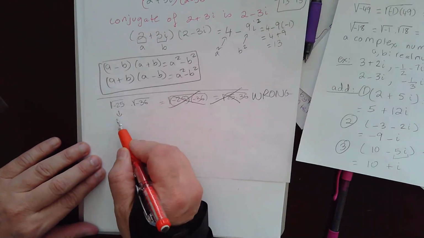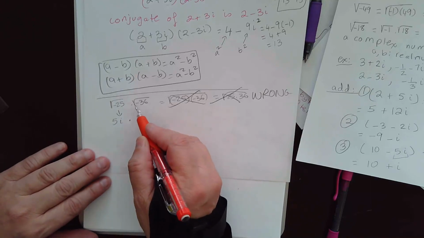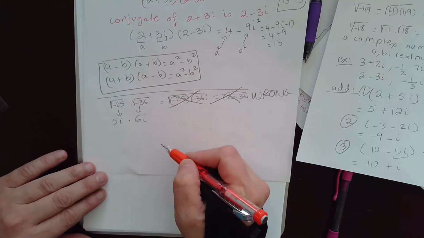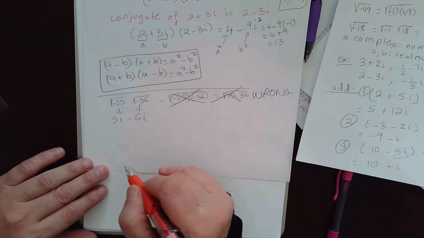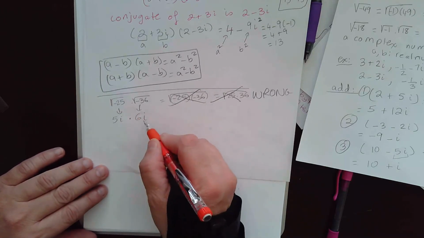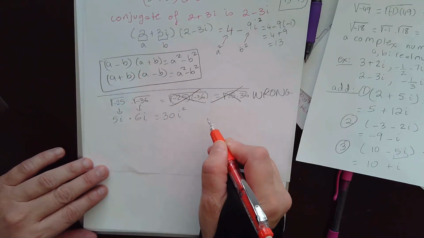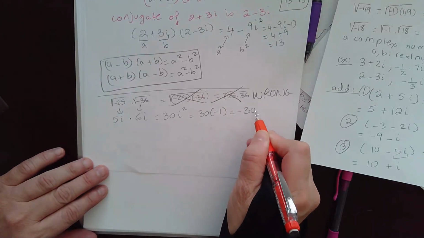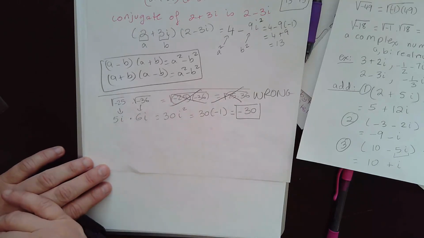Square root of 25 is 5. Square root of negative 1 is i. Times square root of 36 is 6. Square root of negative 1 is i. And now you multiply them together. Don't do this, not when it comes to the complex, not when it comes to the imaginary number. So 5i times 6i gives me what? 5 times 6 is 30i squared. That's 30 times negative 1. Remember, i squared is negative 1. That's negative 30. Okay, so make sure you break them up like this.